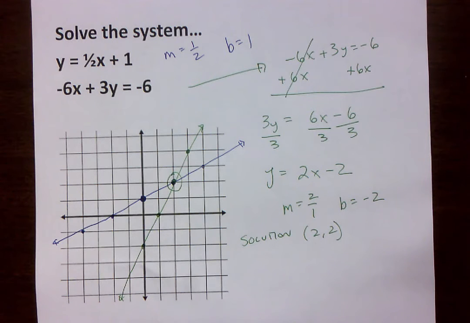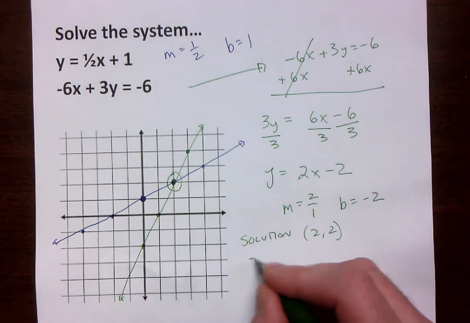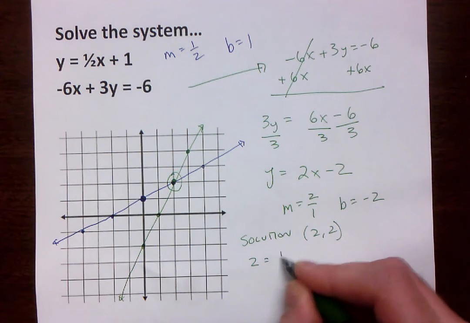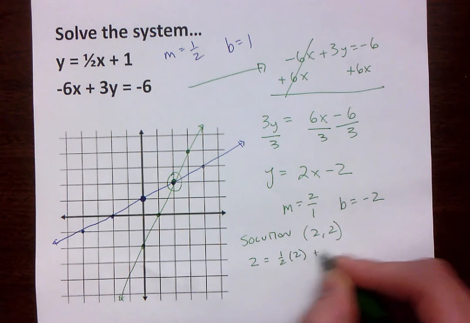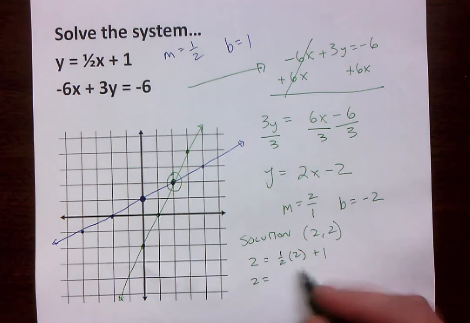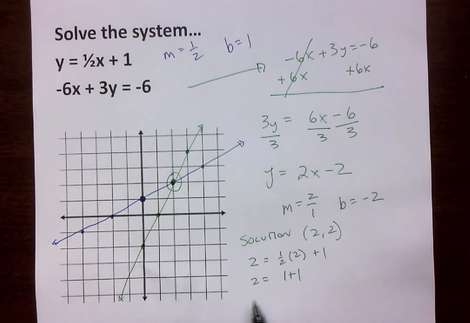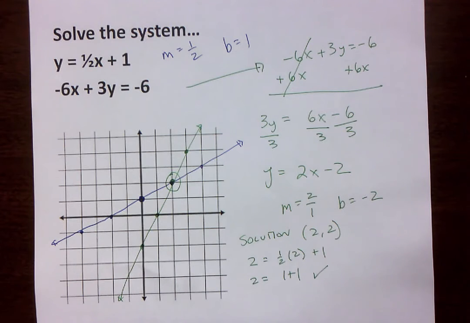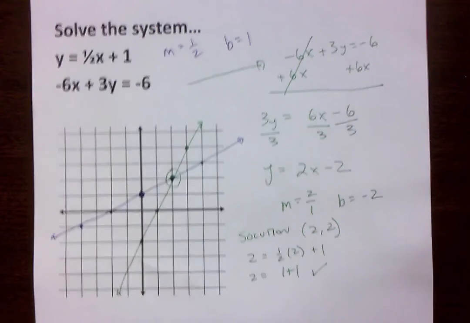Let's try that. So into my first one, I'd have 2 equals 1/2 times 2 plus 1. I took my x and my y out, put in 2 and 2. Well, what's 1/2 times 2? It's 1. Is 2 equal to 1 plus 1? Yes, it is.